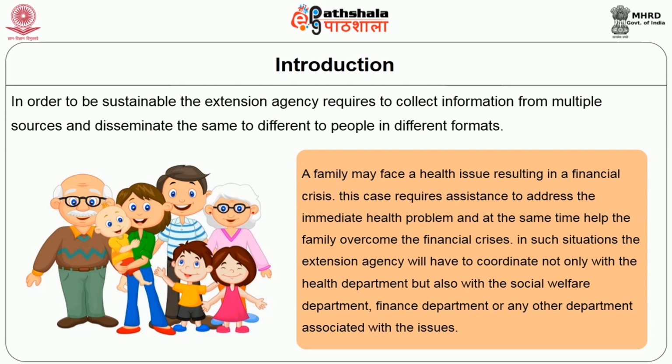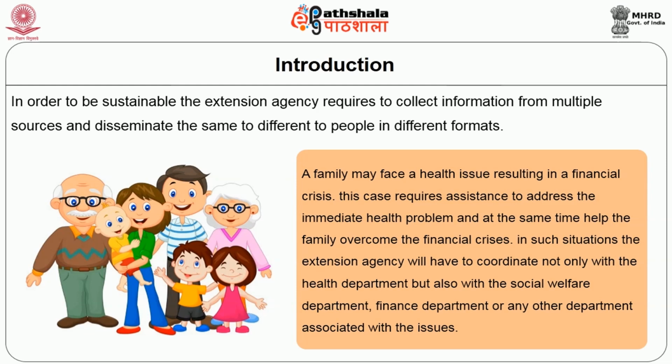In such situations, the agency will have to coordinate with the health department. The agency will have to coordinate with the social welfare department. The agency will have to coordinate with financial departments. So you see, one single problem of a health crisis of the breadwinner in the family is bringing about a need for the extension agency to link up with numerous agencies.